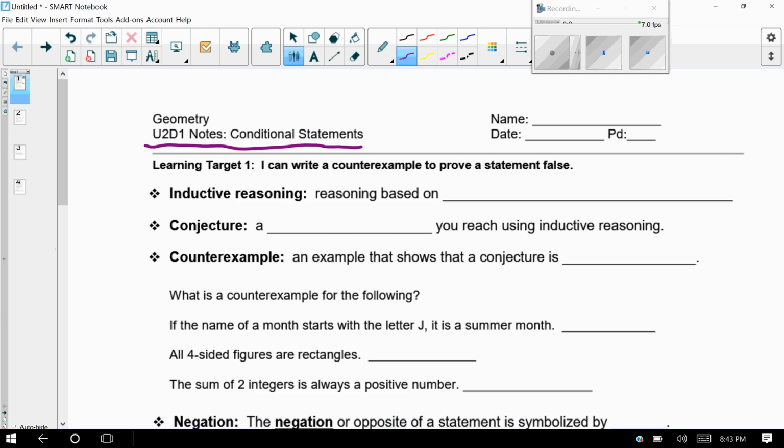So the first thing you need to know is inductive reasoning is just reasoning based on patterns. I went to school on Monday, I went to school on Tuesday, I went to school on Wednesday. My conclusion is on Thursday, I'm going to go to school. Okay, that's my conclusion. Now, a conjecture is my conclusion based on the inductive reasoning. The other reasoning is deductive reasoning, which we will go over later. A counterexample is just an example that shows that my conclusion or my conjecture is false.